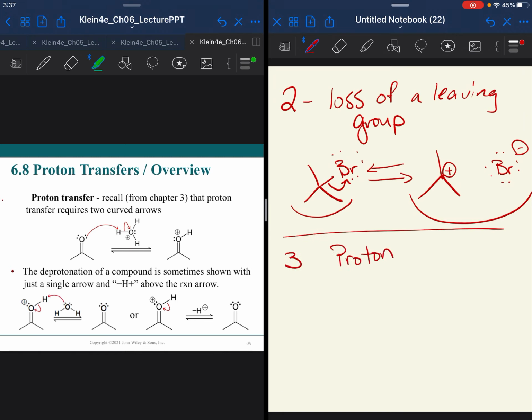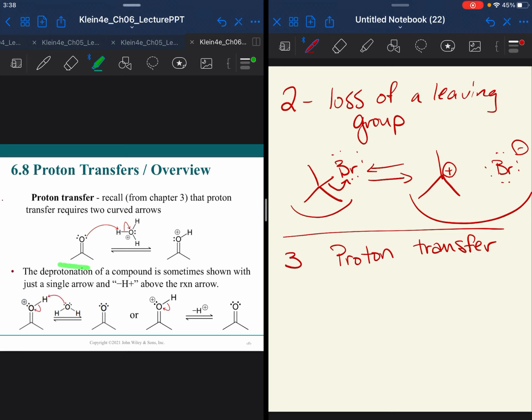The third pattern is the proton transfer. So the proton transfer is your acid-base step, right? Your Bronsted-Lowry acid-base step. And we see these all the time. We are going to be talking about acidic and basic steps throughout organic chemistry. It's why it gets its own review chapter in chapter 3.